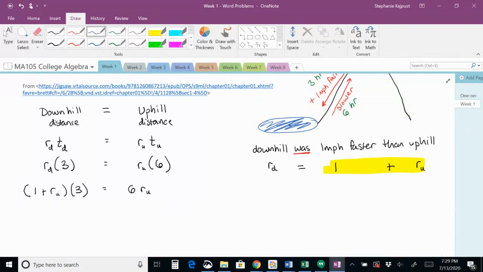So solving this, on the left side, that 3 is multiplied, so we're distributing. I know I wrote it the way the equation is written, but you could put that 3 in the front if you wanted. So it's that 3 times 1, which is 3, and then 3 times RU. So that's going to be 3RU. Actually, let me make that look nicer. And then on the right, we have 6RU.